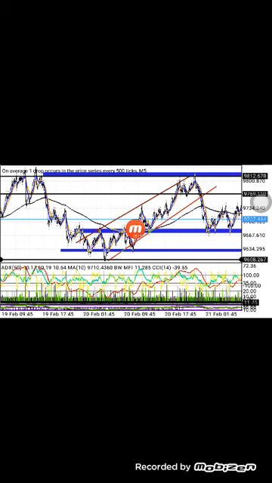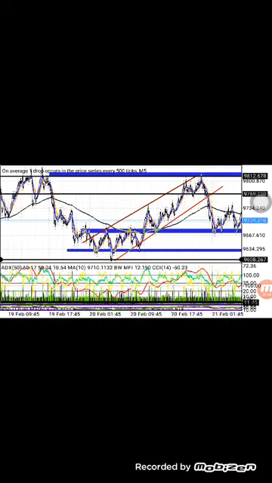Okay, now the channel at the top is serving as the roof. That is the resistance channel. The one below is the support channel. You see that whenever it touches it, it drops down. Touch it, it drops down. Touch it, it drops down. And the upper one is your selling point. The lower one is your buying point. So guys, you just want to understand these levels and you make the market.